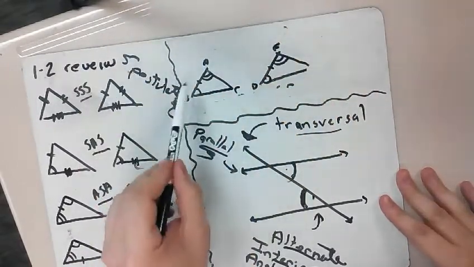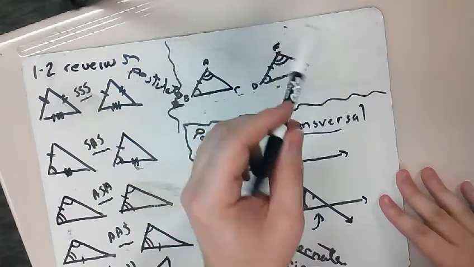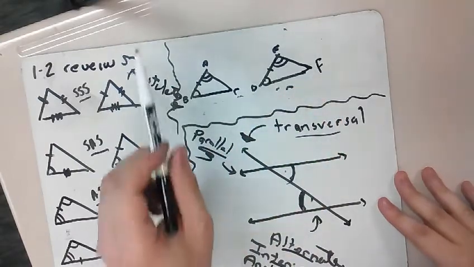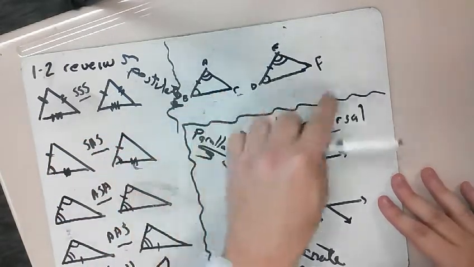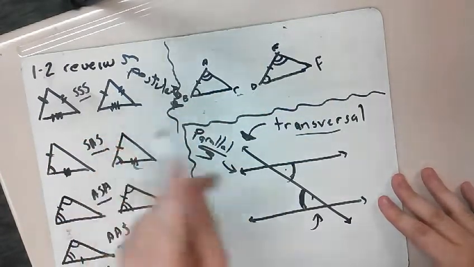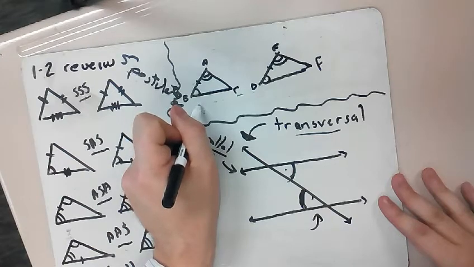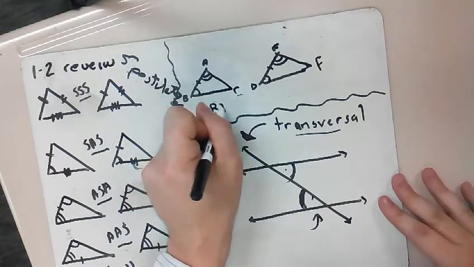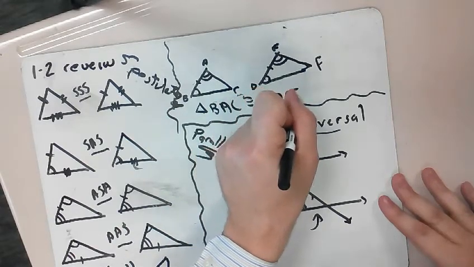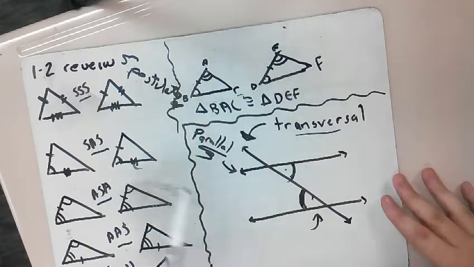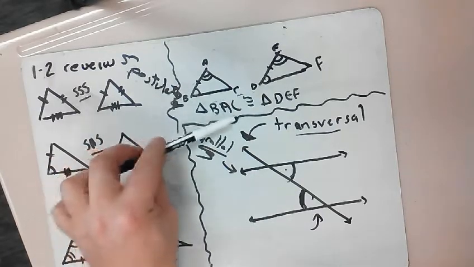We got triangle BAC and we got triangle DEF. So these triangles are congruent by angle, side, angle. And I can make this statement here, that triangle BAC is congruent to triangle DEF. Okay, that's supposed to be an E there. And that order is important. You have to recognize that order is important. So that's kind of why I put this out of order.